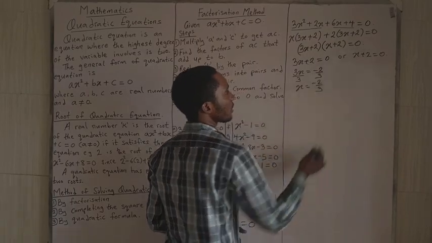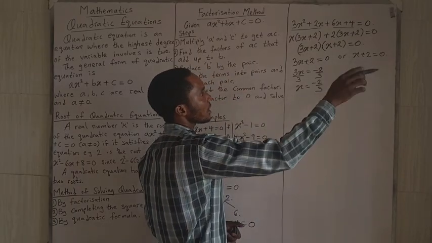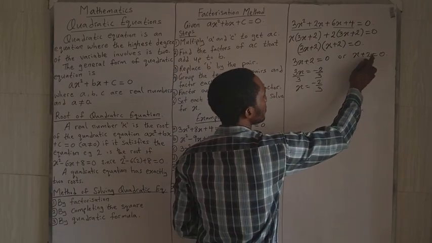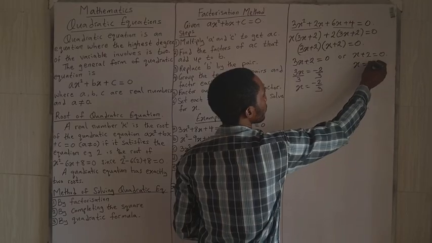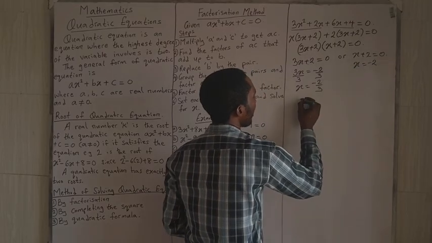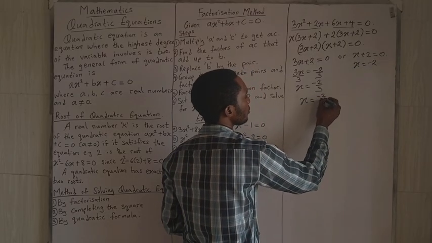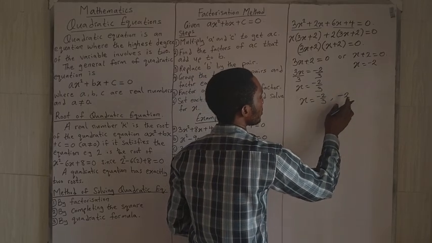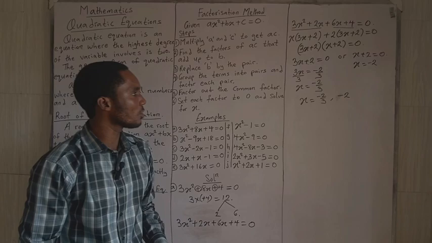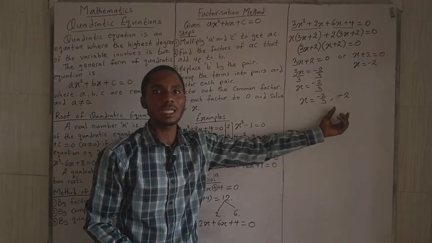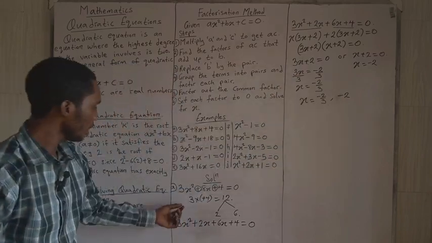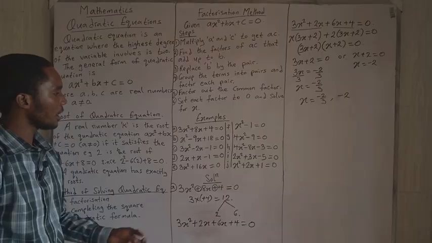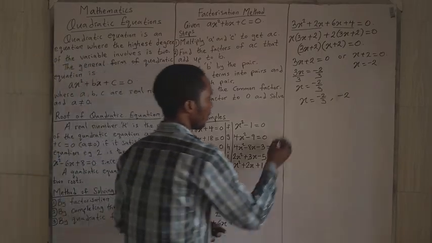Or, to get x, move plus 2 to the other side of the equation. And that will be minus 2. We have x equals minus 2 over 3 or minus 2. So x equals minus 2 over 3 or x equals minus 2 are the roots of this given quadratic equation.